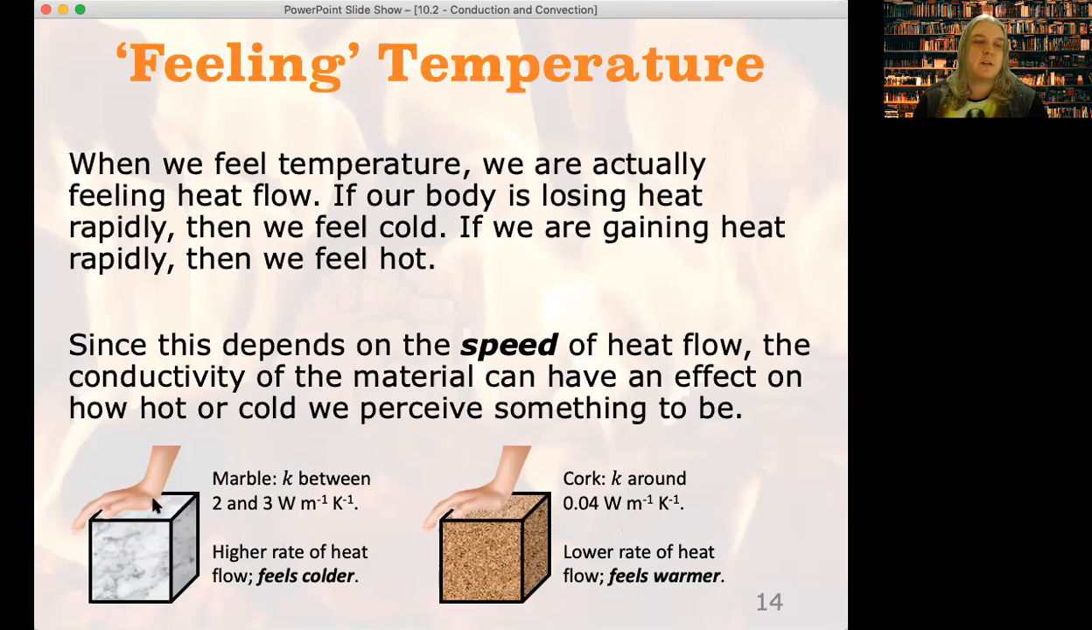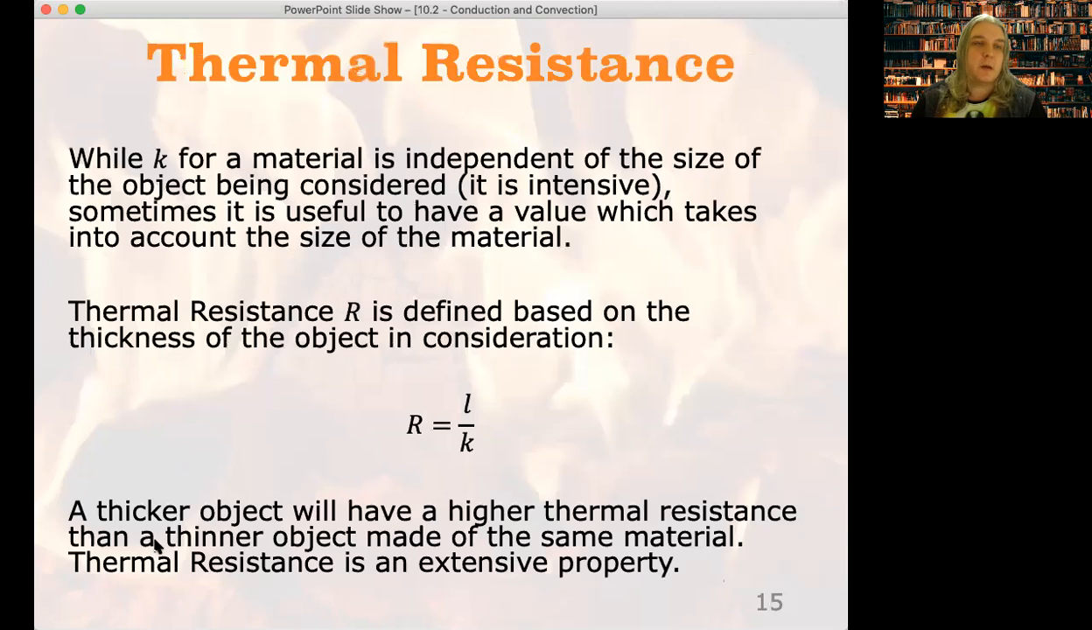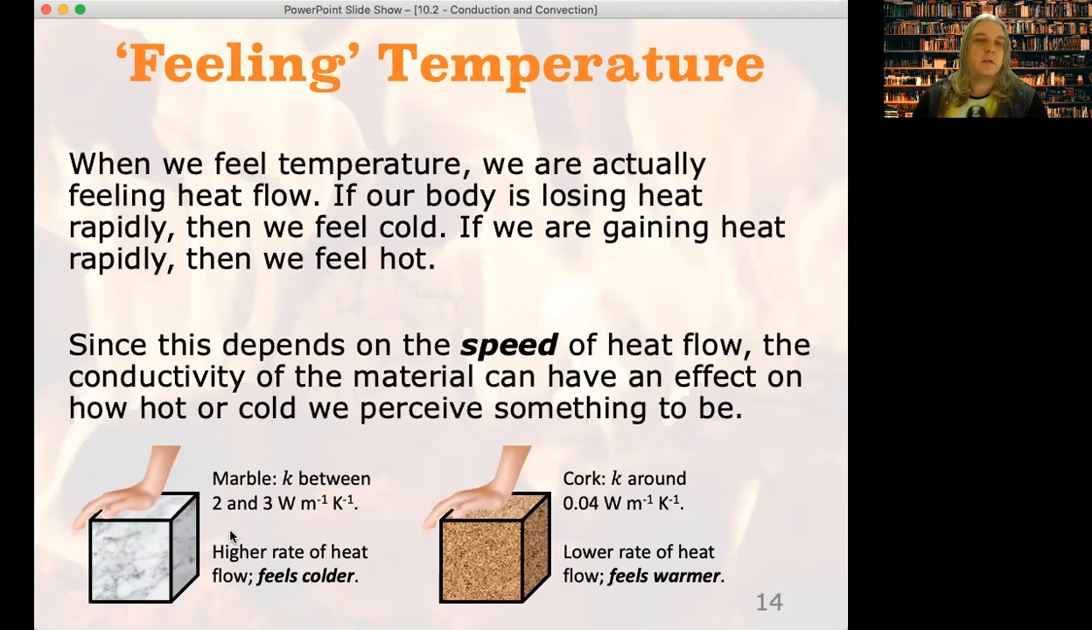So that means there's a temperature gradient between your hand and the object. The temperature gradient results in heat flow from your hand to the object, but of course the one with the higher thermal conductivity constant K is going to take more heat more quickly, have a higher rate of heat flow, and therefore it will feel colder because you're losing more energy to it. So that's what we're talking about when we talk about feeling temperature.